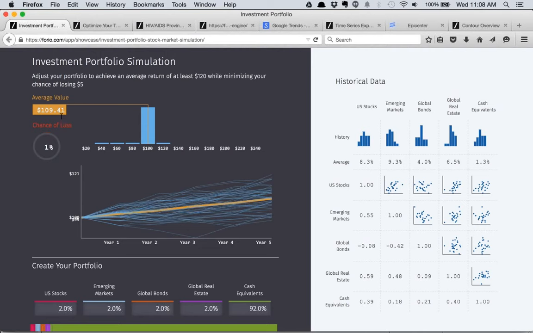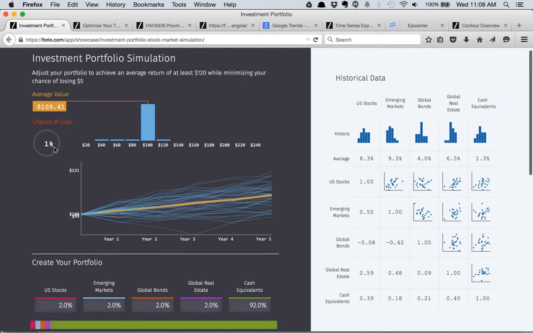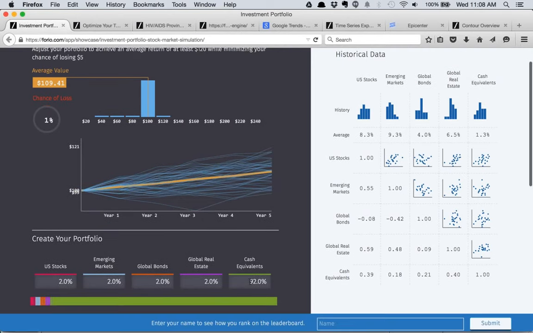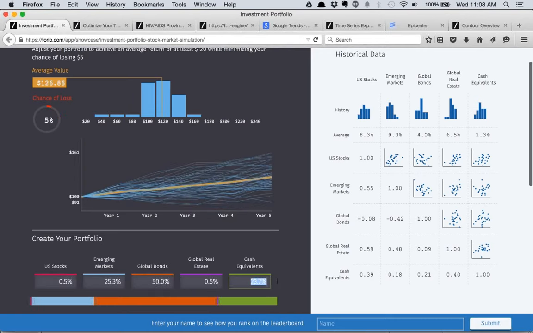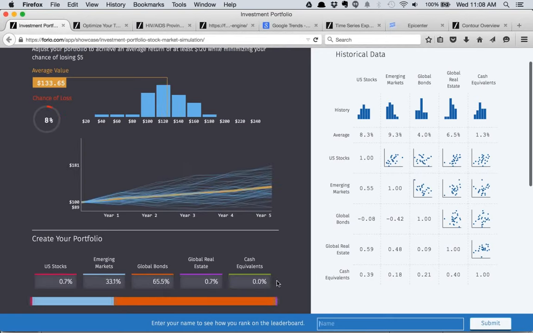So right now we have a return that's lower than that, and we have a very low chance of loss. The reason for that, as you can see at the bottom, is that we have everything in cash. So what we want to do then is explore, say, increasing our portion of our portfolio in emerging markets and in global bonds, and then reducing the amount in cash.